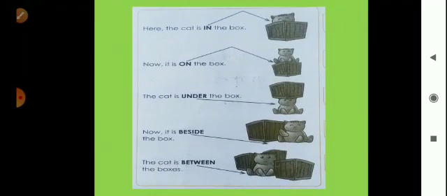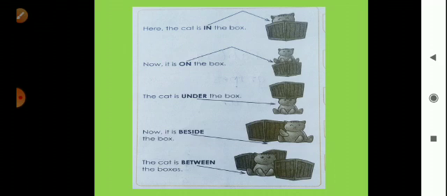Now we will see the grammar section. Here are position words. What are position words? Position words means the words which show the position of a specific thing. We can also call them prepositions. These words help in connecting two naming words. They tell us the positions of the naming words. This word tells us where something or someone is.